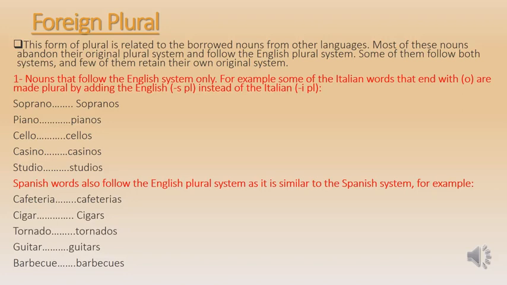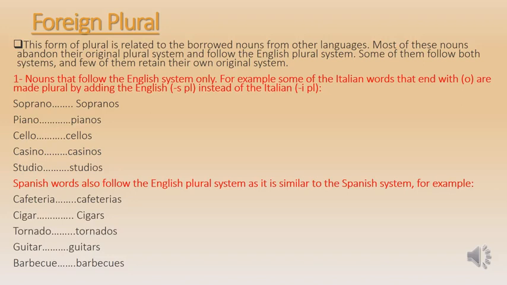Let's have them one by one. Let's start with the first category, in which most of the foreign nouns follow the English plural system by adding the S plural. For example, some of the Italian nouns that end with O are made plural by adding the English S plural, not the Italian I plural, by adding the I at the end of the singular nouns to make them plural.